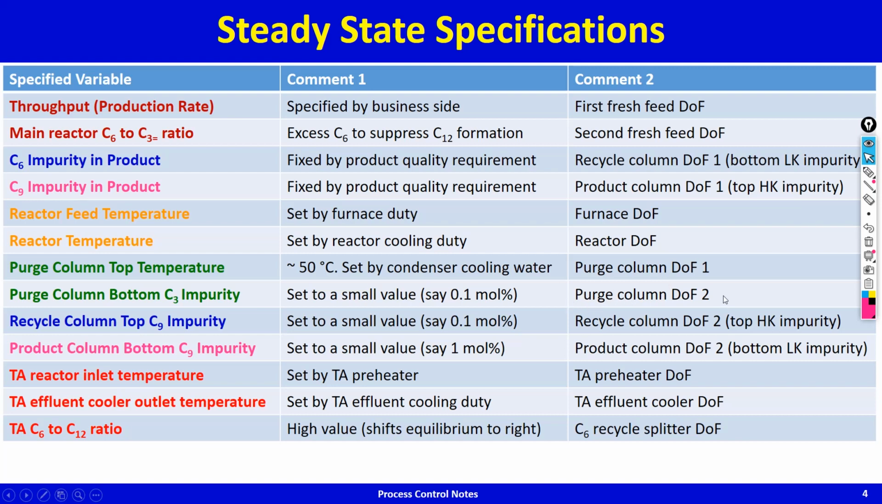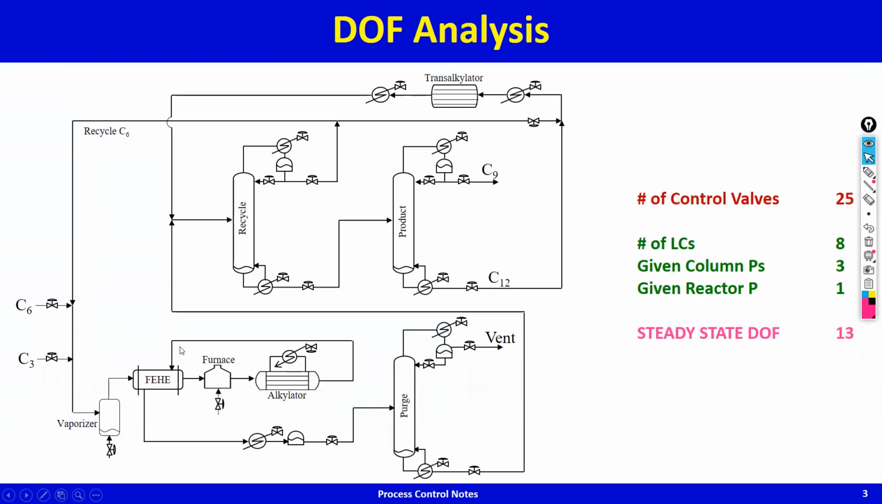This fixes the second degree of freedom of the purge column. Now we come to the next column, which is the product column, the recycle column. In the recycle column, C6 has been recycled up the top, and C9 and C12 have been taken down the bottoms. C6 leakage down the bottoms is set by the product impurity requirement. So now the other specification is going to be C9 leakage in the recycle stream.